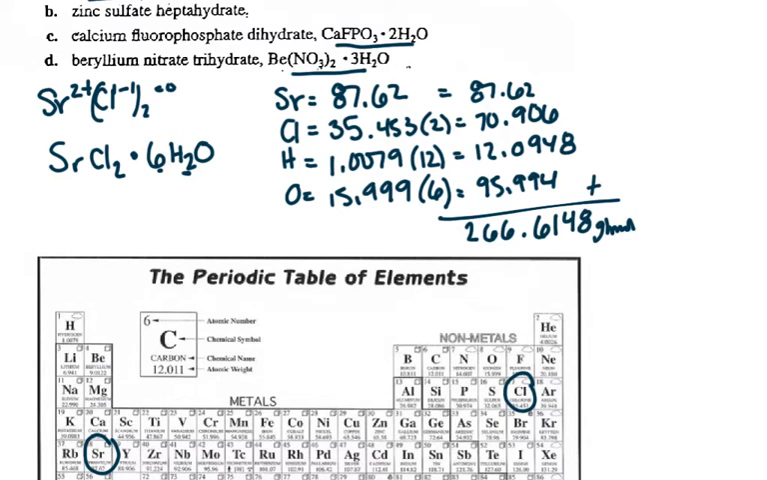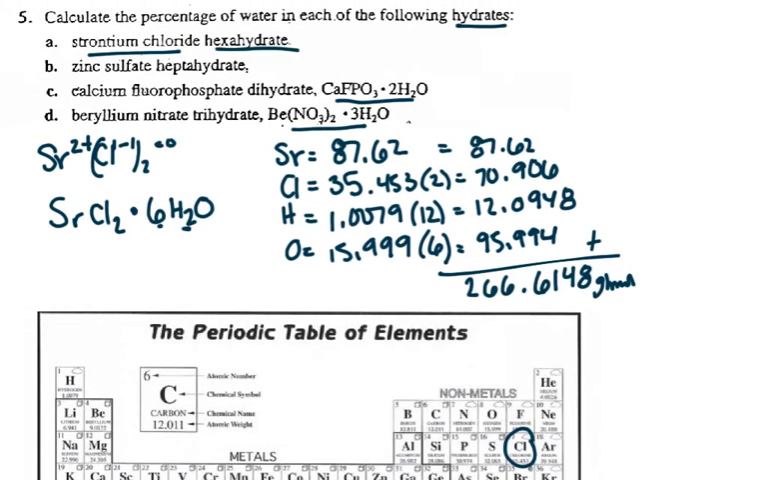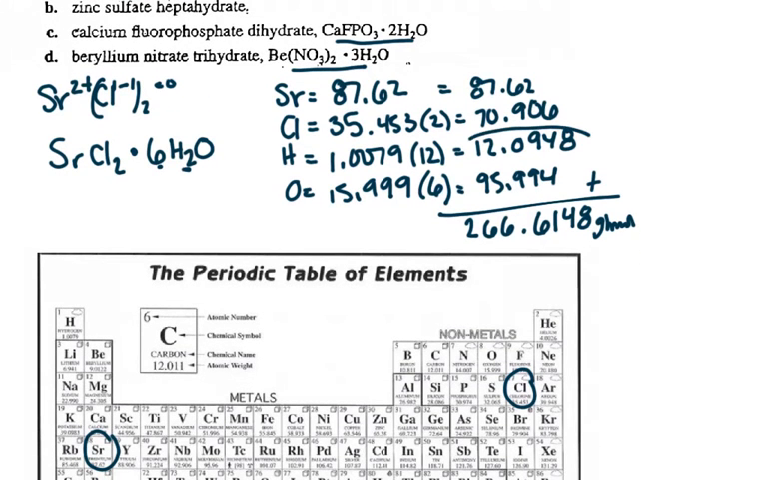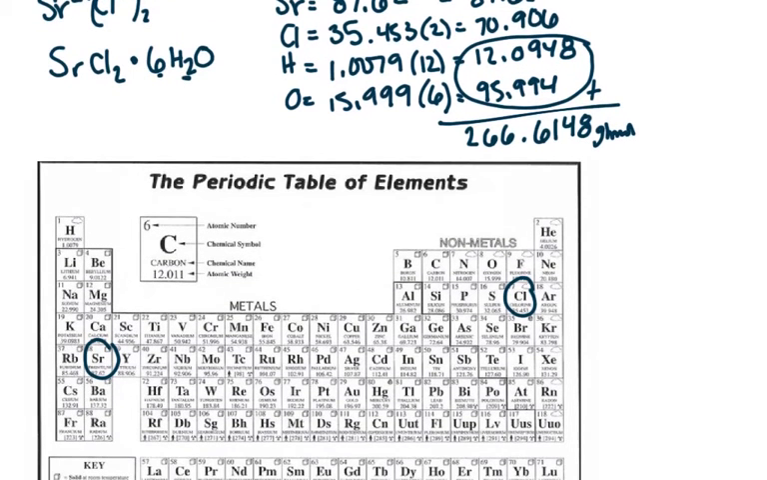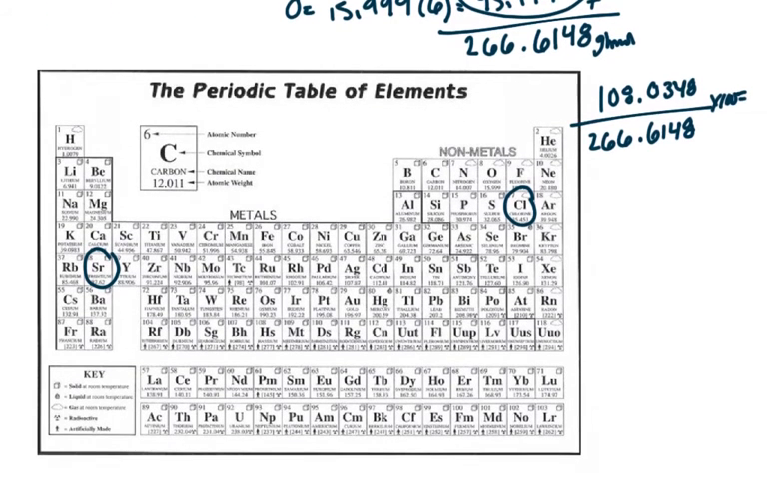Since I'm finding the percent composition of just the water, right, it asked for the water in each of the hydrates. So here's my mass for the water. I'm going to add those two up individually. And when I add those up, I get 108.0348. So that's the mass of my water. I'm going to divide that by the mass of the entire compound and then multiply by 100 to get a percent, right? It asked for a percent composition.